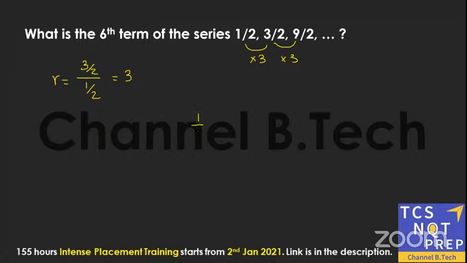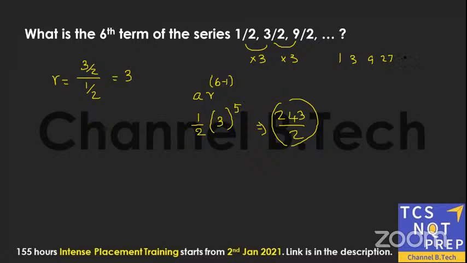So the sixth term will be a into r power n minus 1, that is, 6 minus 1. So 1 by 2 into 3 power 5. 3 power 5 is what? 243 divided by 2. Okay, that will be the sixth term of the series. Or we can do it like this: 1, 3, 9, 27, 81, then 243. This is very simple, right? The sixth term is 243.